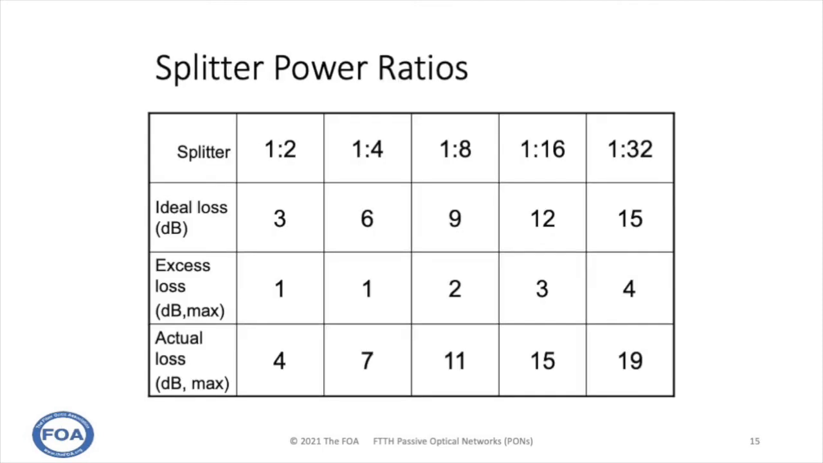Here's a table that gives you basically what the power ratios are for a splitter. So a 1 by 2 splitter has a 3 dB ideal loss. That's 50% in dB. It typically has an excess loss maximum of about 1 dB, so it actually has about 4 dB of loss. If you go all the way up to a 1 by 32 splitter, the ideal loss would be 15 dB, but the excess loss is about 4 dB, so you have a total of about 19 dB of loss.